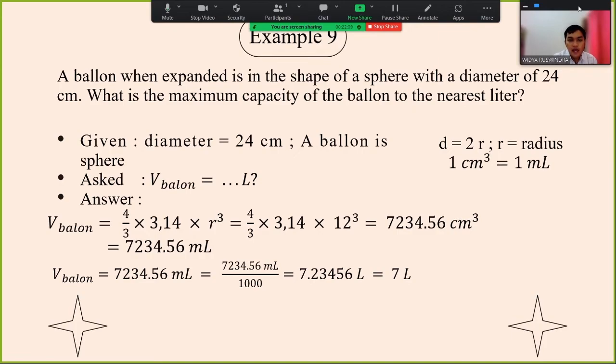So the volume of the balloon is 7,234.56 milliliters, and in the question, the volume of the balloon is n liters. So we divide 7,234.56 milliliters by 1,000, which equals 7.23456 liters, which is 7 liters, because the question asks for the nearest liter.